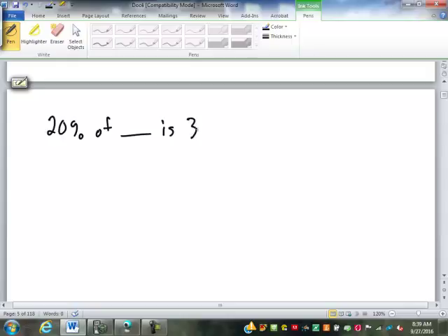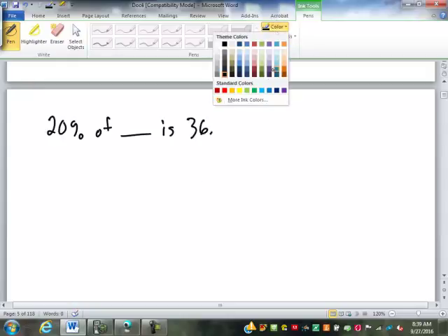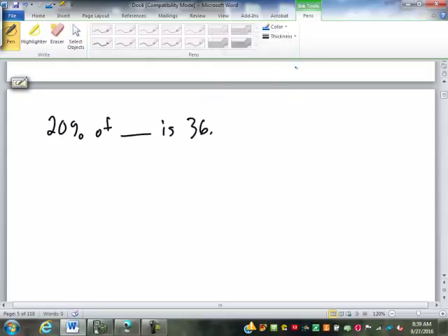20% of blank is 36. So again, we'll start with the percent. 20% is 20 over 100. Of blank, you can read that as out of blank, implies the blank goes on bottom. 20% is 36, implies the 36 goes with the 20. And again, we cross, multiply, and divide.